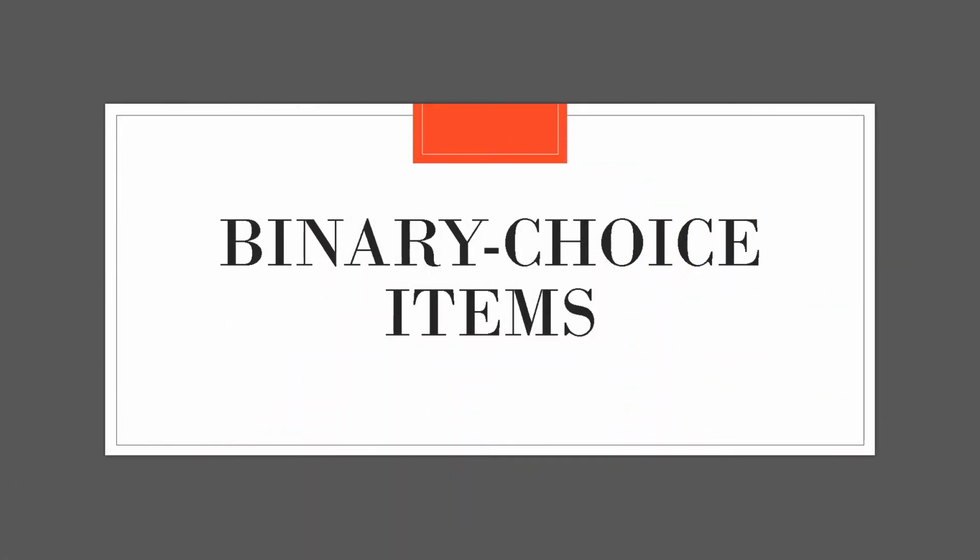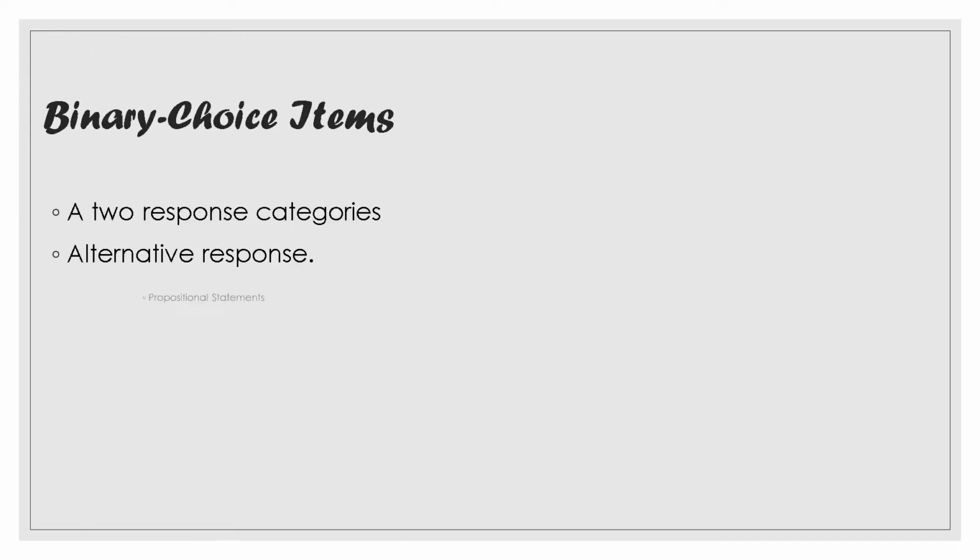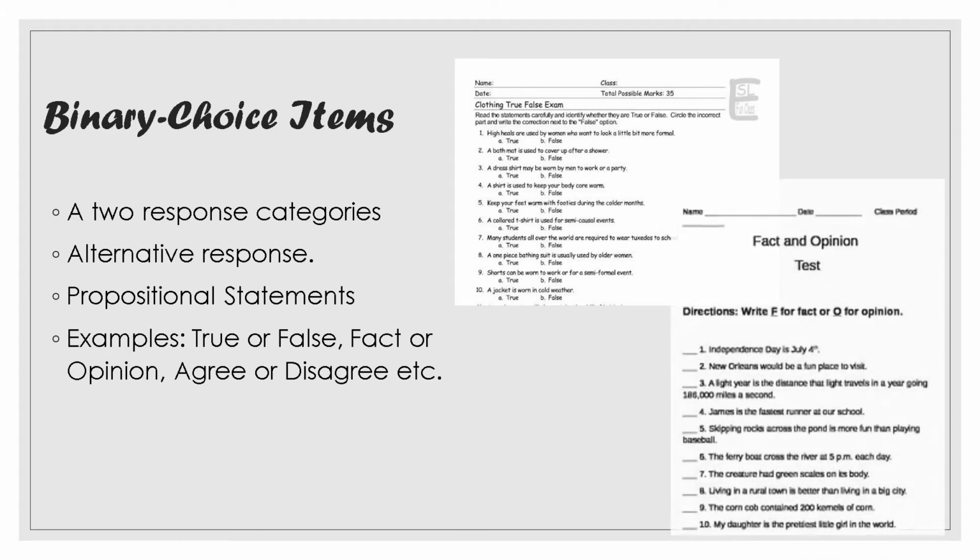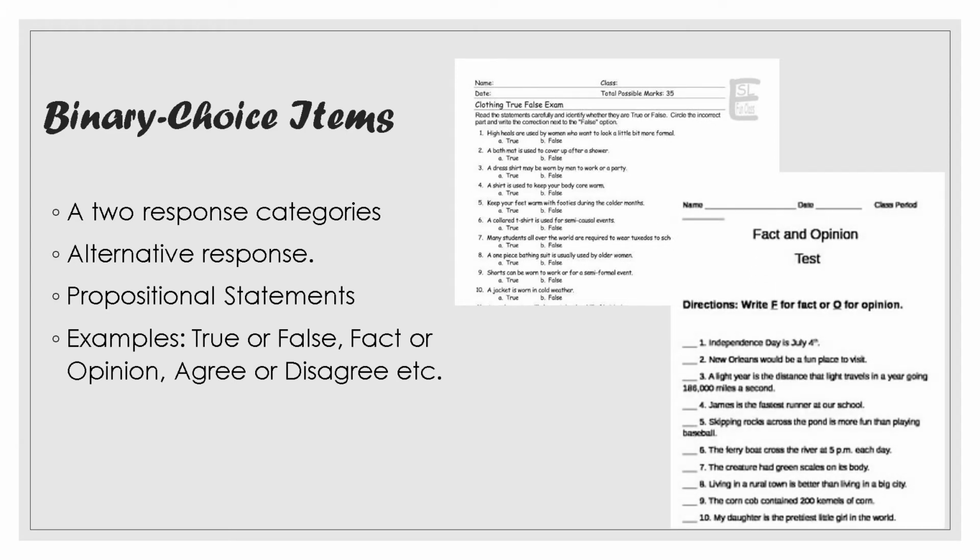Next is binary choice items. Binary choice items are items where students select an answer from two response categories. It is also called alternative response. It consists of propositional statements and responses.